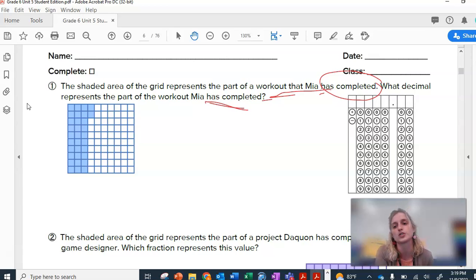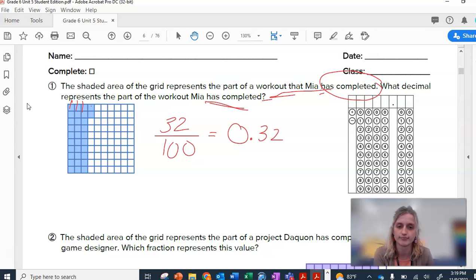So you count up how many are shaded. 10, 20, 30, 31, 32. 32 out of how many? This one you can recognize is probably a hundreds grid. You can double check, but it is. Later you're going to have to count more carefully because they're not all going to be out of 100. Okay, 32 out of 100. You can change that to a decimal right now. That's 0 wholes and 32 hundredths. That's all I'm looking for here. Next one.